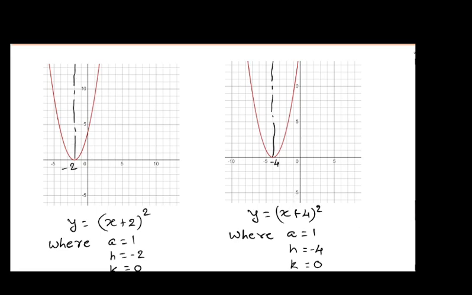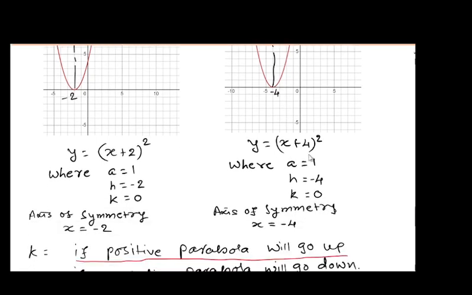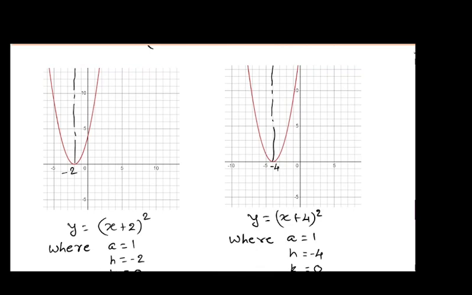Now when I have equation y is equal to (x plus 4) square, so what happens in that case? My a value is 1, h value is minus 4, and k value is 0. So my axis of symmetry is x is equal to minus 4, right? So parabola moves 4 units to the left, and it comes at minus 4 over here, and this becomes my axis of symmetry, x is equal to minus 4.